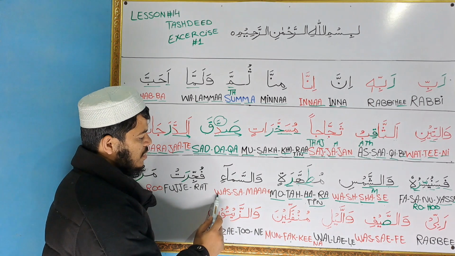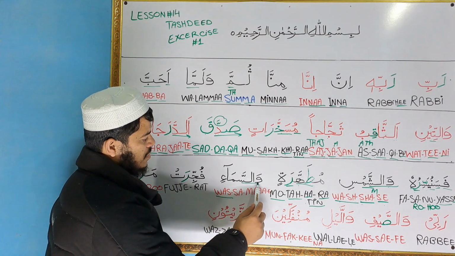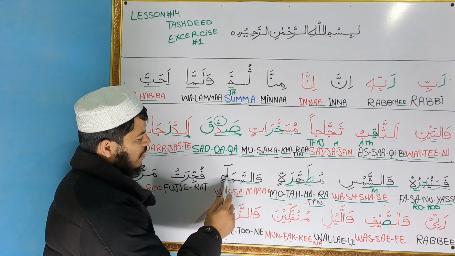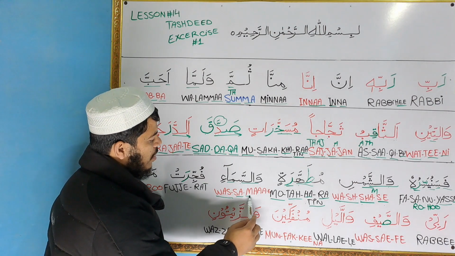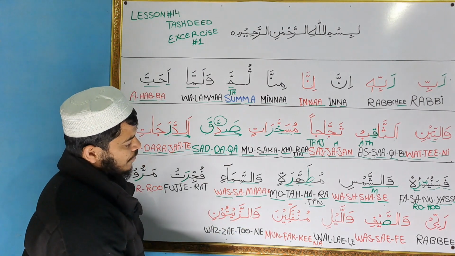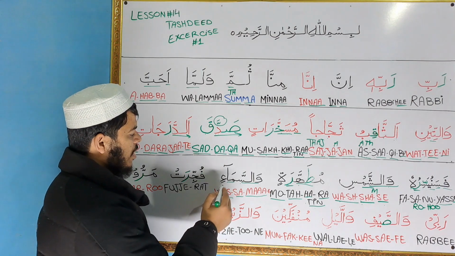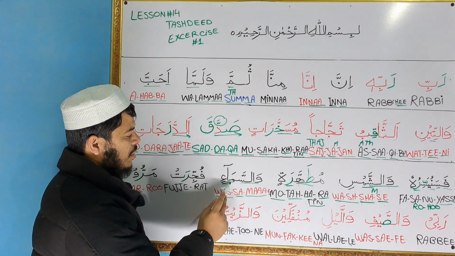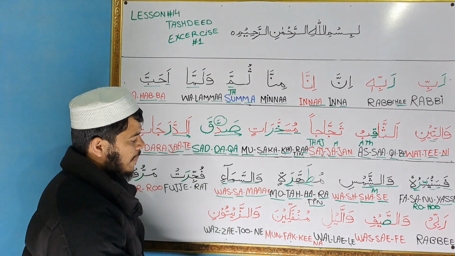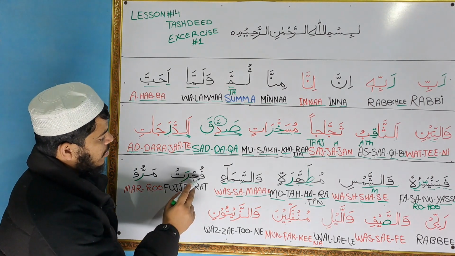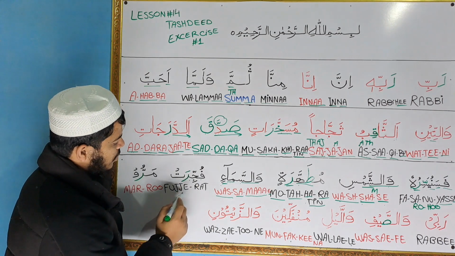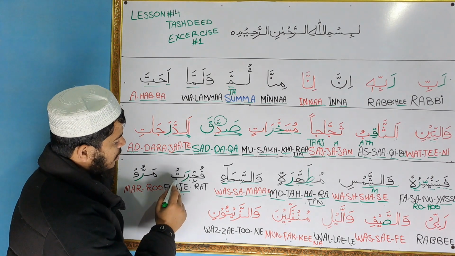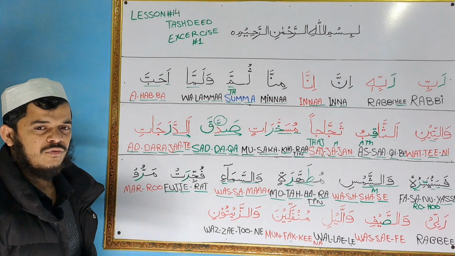Waw goes to sin. Waw, sin, fatha, was. Sin, fatha, sa, wassa. Mim, alif, mad, fatha, ma, five seconds long. Hamza kasra, e. Wassamai. Okay. Fa will be connected with jim. Fa, jim dhamma, fuj. Jim kasra, ji. Fuji. Ra, ta fatha, rat. Fujirat.